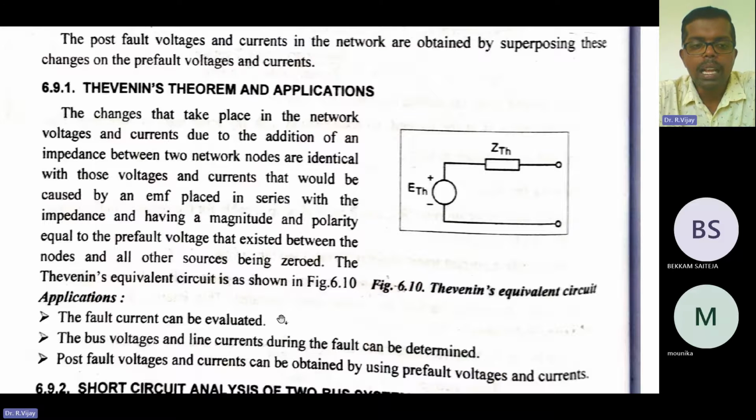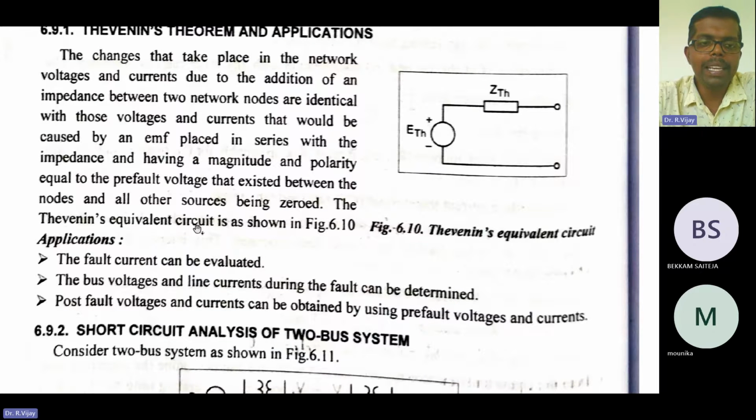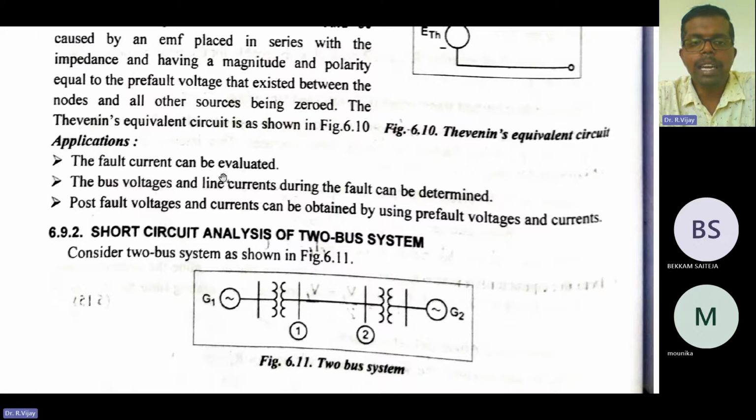So what are the applications? The main application of Thevenin's theorem is that the fault current can be evaluated easily. Next, the bus voltage and line currents during the fault can be determined. Post-fault voltage and current can be obtained by using the pre-fault voltage and current. Post-fault means after the fault, whatever is happening, that voltage and current can be obtained from the pre-fault voltage and current. So at that particular fault, the bus voltage and line currents during the fault can also be determined easily.